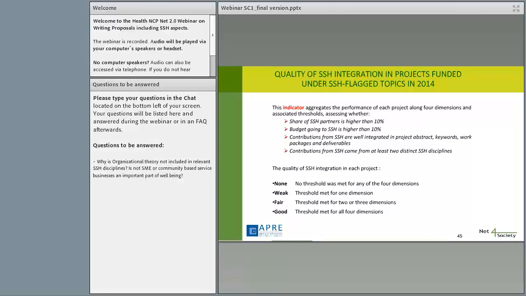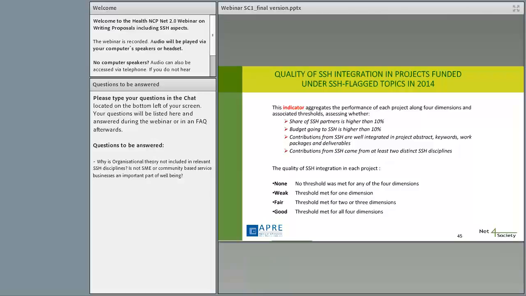These 4 aspects are part of this indicator used by the Commission to evaluate the integration. The integration can be rated as follows. None: no threshold was met for any of the 4 dimensions. Weak: only one dimension has been met. Fair: threshold met for 2 or 3 dimensions. And good: threshold met for all 4 dimensions.